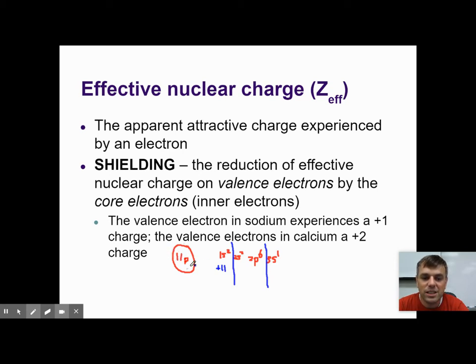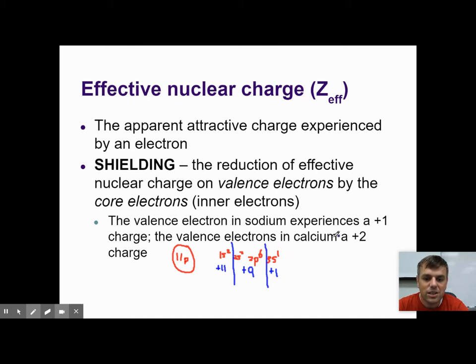So instead of experiencing a positive 11, these electrons are also experiencing two negative one charges. So these experience a plus 9 effective nuclear charge. And then this one electron in the outermost energy level experiences just a plus 1 effective nuclear charge. So this 3s electron is experiencing just a plus 1 nuclear charge, which is why sodium can quite easily lose that electron.